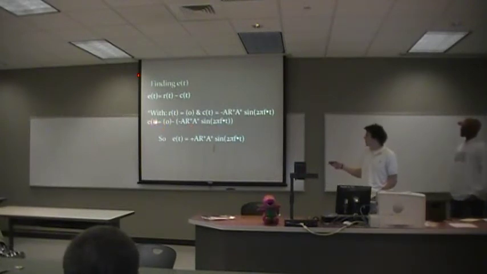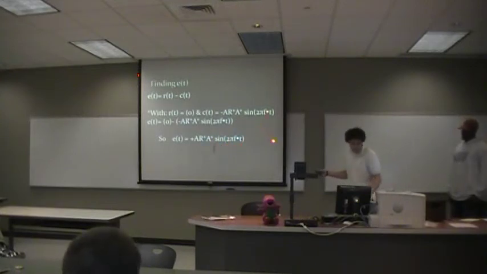So plugging it in, R of T equals 0, C of T equals minus AR times A sine of 2 pi frequency times time, and E of T equals 0 minus a negative AR times A sine of 2 pi frequency times time. So E of T equals a positive AR times A sine of 2 pi frequency times time.